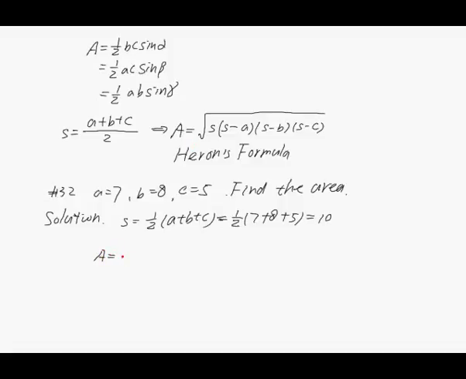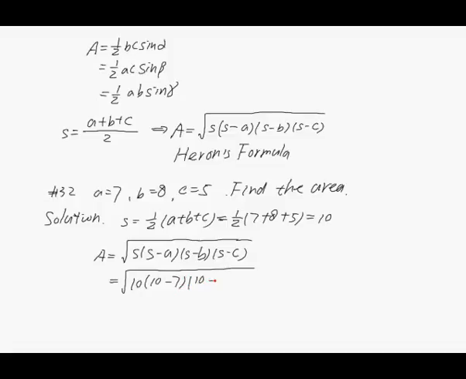Then you plug in all these values into this Heron's formula to get the area. A is equal to the square root of s times s minus A times s minus B times s minus C. And you have the square root of 10 times 10 minus 7 times 10 minus 8, and then times 10 minus 5. Then you simplify, you get the area, which is equal to 10 times the square root of 3.